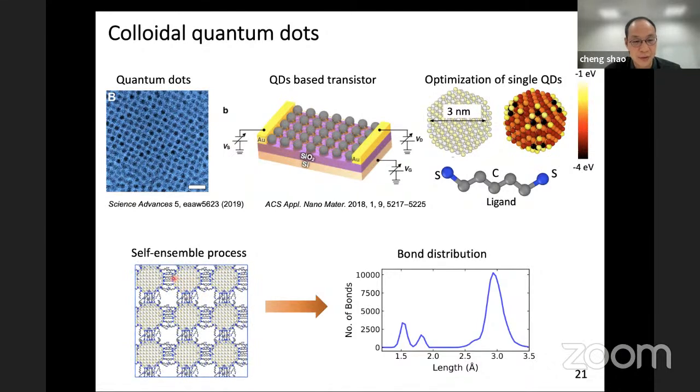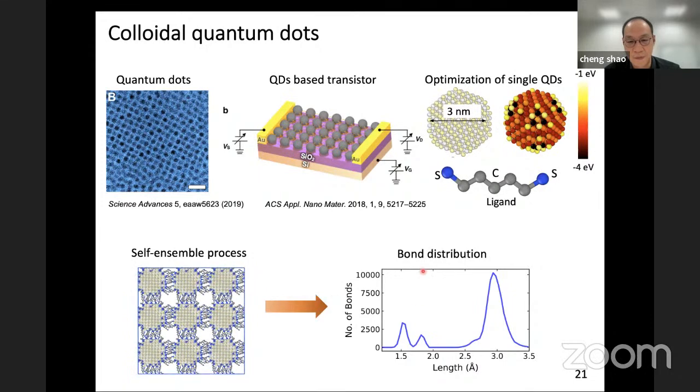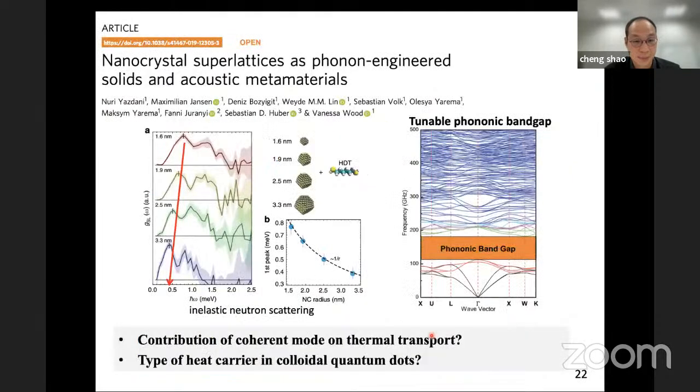And this figure shows the assembling process of the quantum dots. And we also verified the bond distribution and the angle distribution in the system, and it matched well with the reported literature.